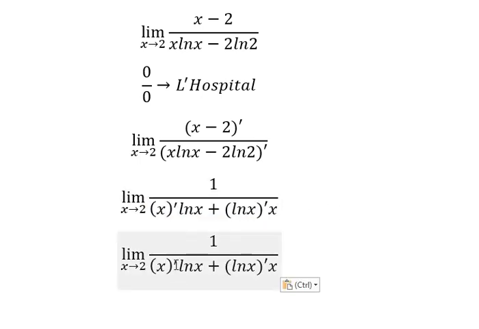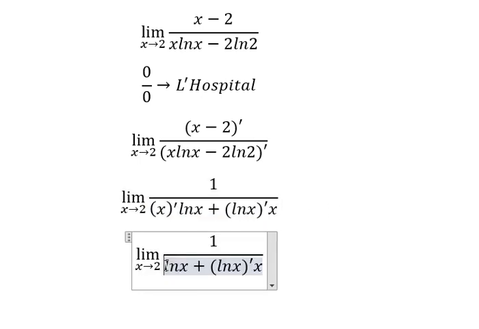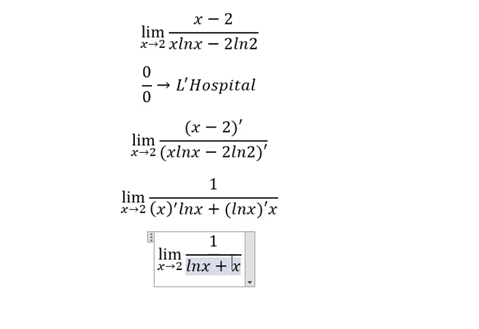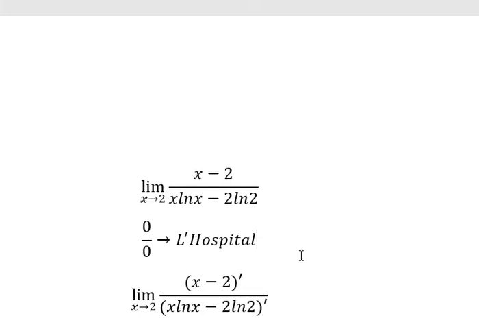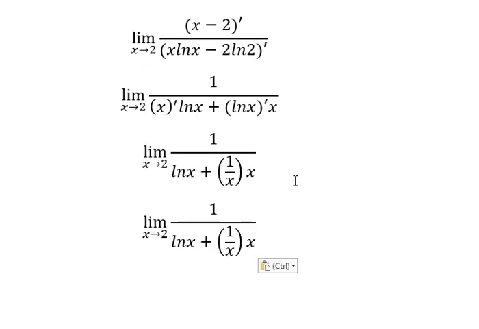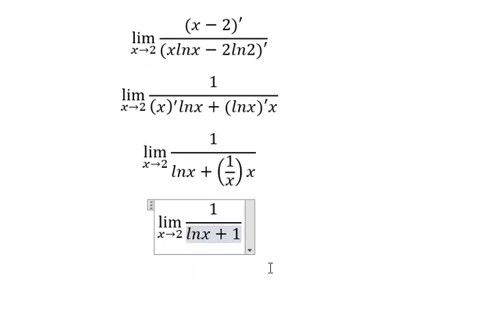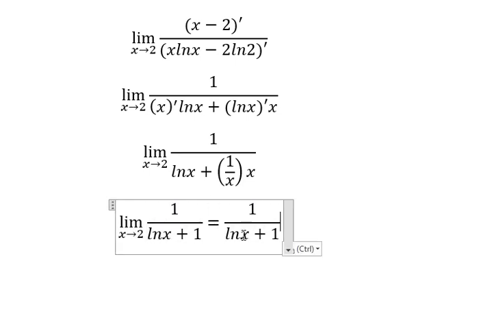So first, the derivative of x, we have the number 1. This one we have 1 over x. So we simplify and we have the number 1. And now I will put the number 2 here. And then we have the final answer.